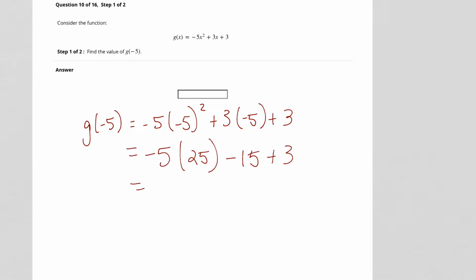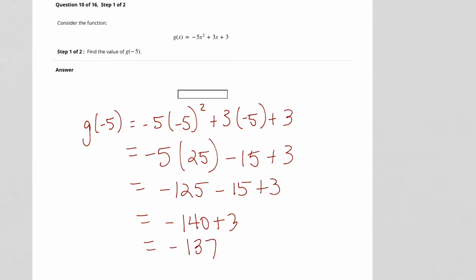Negative 5 times 25 is negative 125 minus 15 plus 3. Negative 125 minus 15 is negative 140 plus 3. Negative 140 plus 3 is negative 137. G of negative 5 is equal to negative 137.